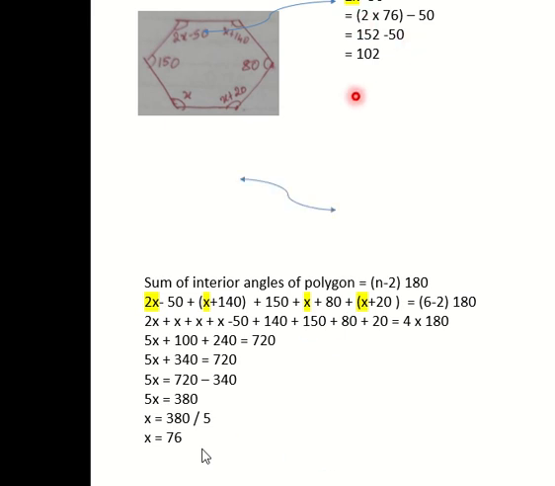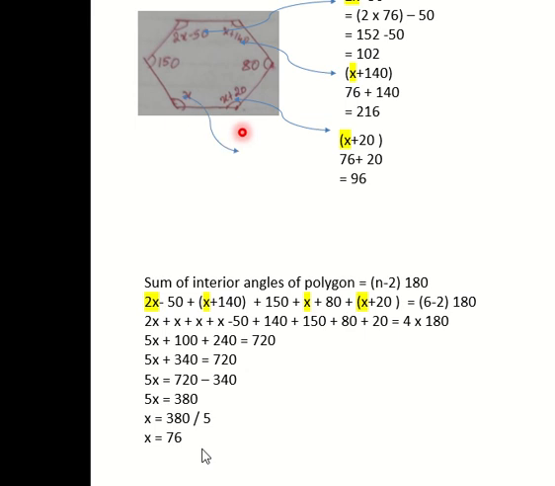Let us find the second angle, x plus 140. So let us substitute the value of x, that is 76 plus 140, that will become 216. The third angle is known, so no need to do anything. The fourth angle is x plus 20. Substitute the value of x. In place of x we write 76 plus 20, that is equal to 96. And the fifth angle, x, is equal to 76, because the value of x is itself 76. The sixth angle is given.